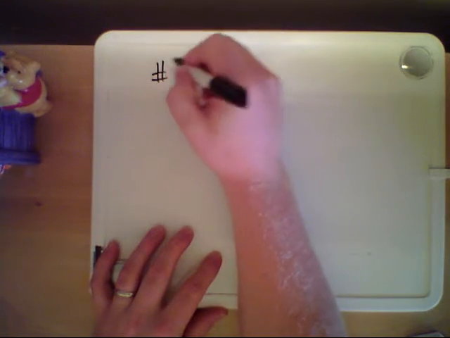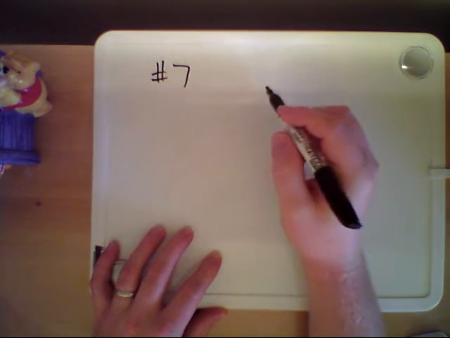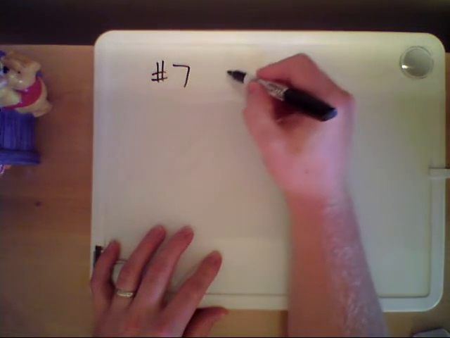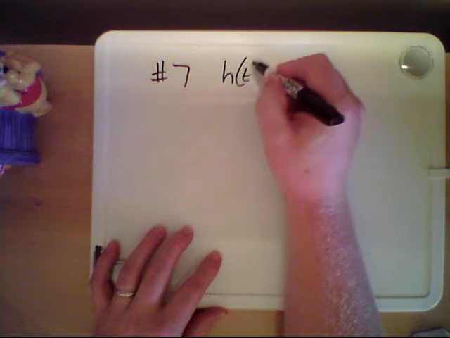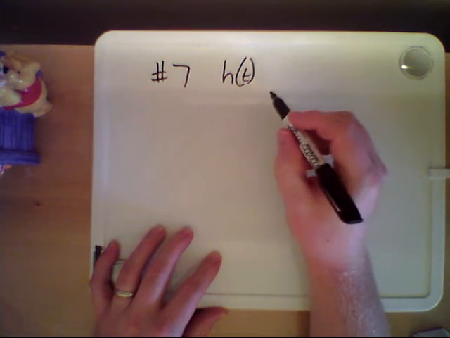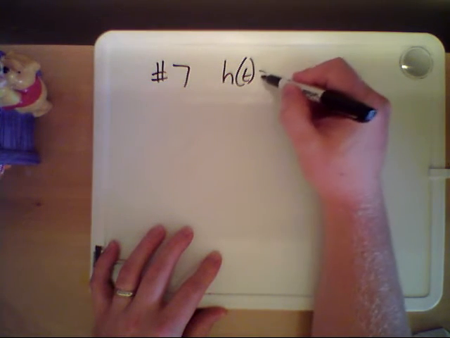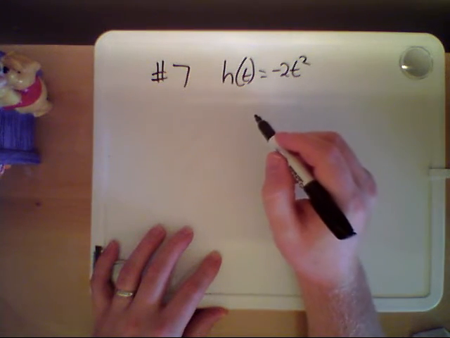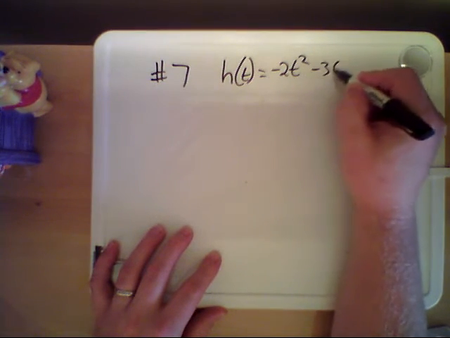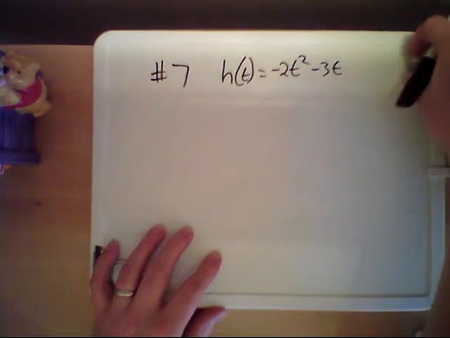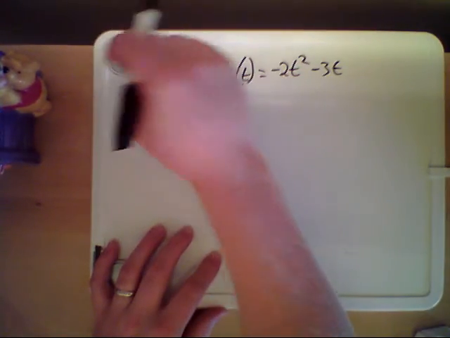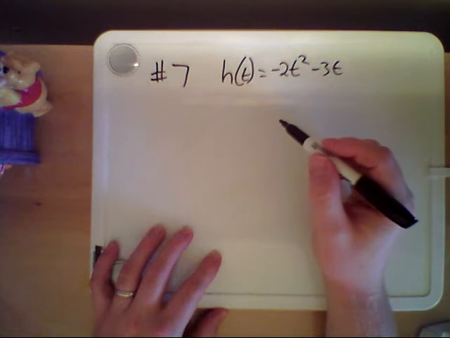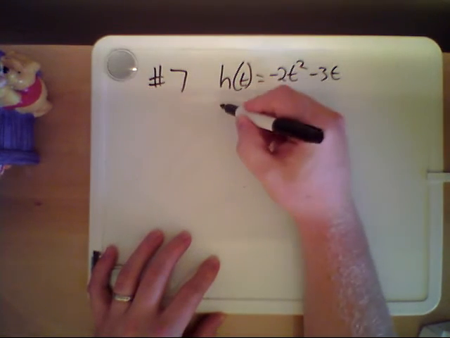All right, number 7. We have h of t equals negative 2t squared minus 3t. This looks like a good time to put the magnet right here. That's the number 7 position. All right, we're asked to find h of negative 3.